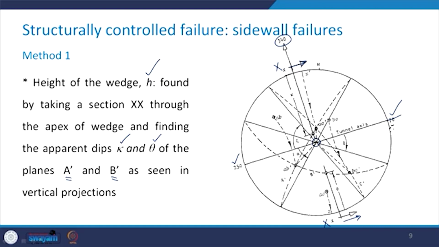Wherever this section XX is intersecting the great circle B prime, which is this point, this angular distance is theta, and this is intersecting this great circle, which is A prime, at this particular point, and this angular distance is your kappa. So, this we can find out from the stereographic projection.